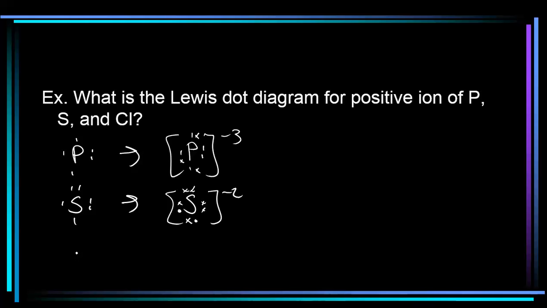Finally, chlorine. Natalie, go. Normally, chlorine is 2 there, and 2 on top, and 2 on that side, and then 1 on the bottom. But when it becomes an anion, it's the brackets, and then Cl, and then 8, -1.